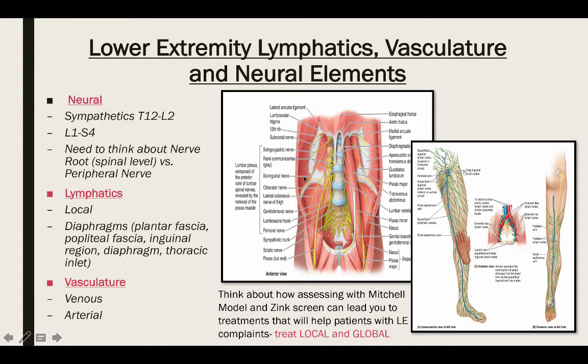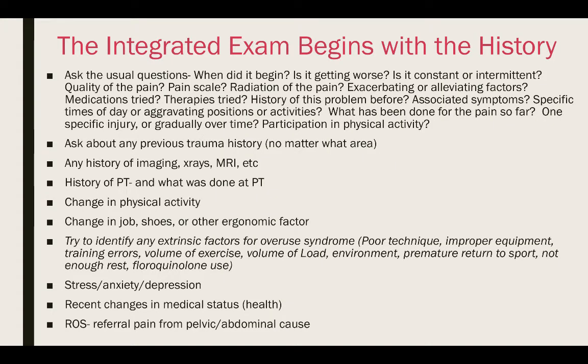So you already know how to do diaphragm release, and you already know how to treat using Mitchell model, which is going to help to open all this area up for these lymphatics, for the vasculature, by doing your Mitchell model, by doing your zinc screen. So you already know a lot of things to do for the lower extremity.